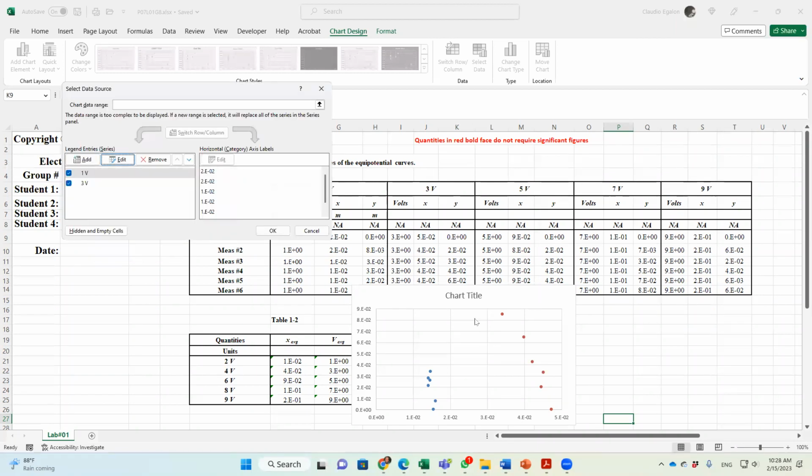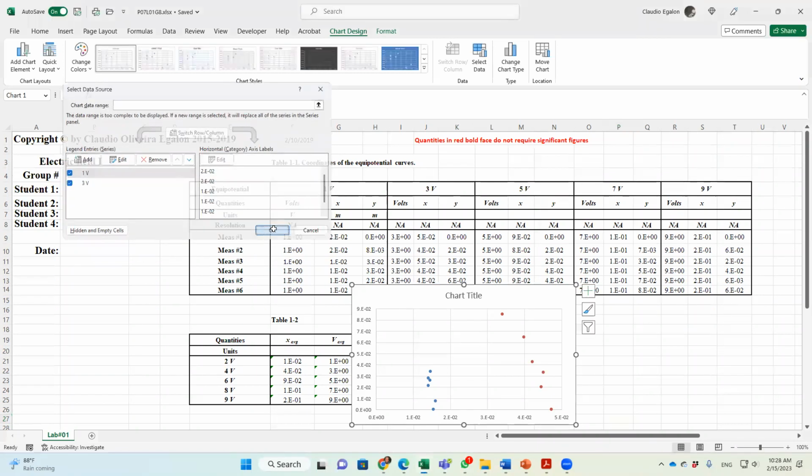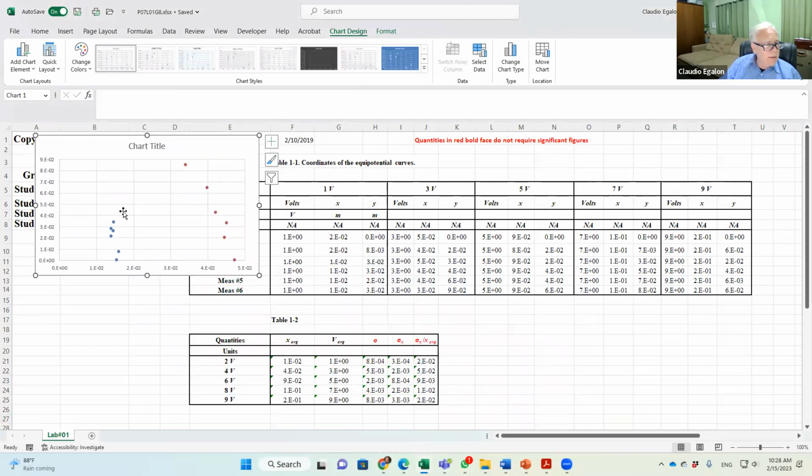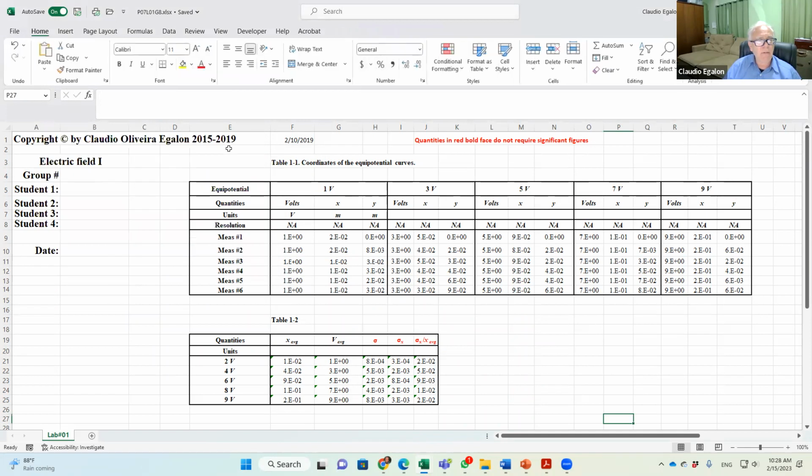I'm sorry, Professor. Can you do that one more time, please? Sure. Okay, notice that this group of students didn't get good data points here. They're very close to each other, those 1 volts. They should have extended a little bit more, okay? So let's do that again from scratch. I'm going to erase my graph, right?